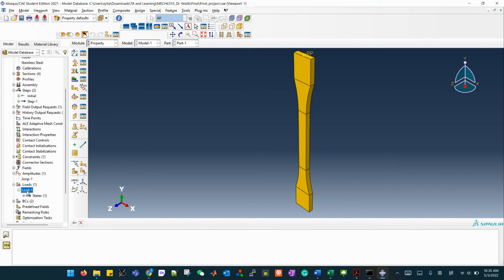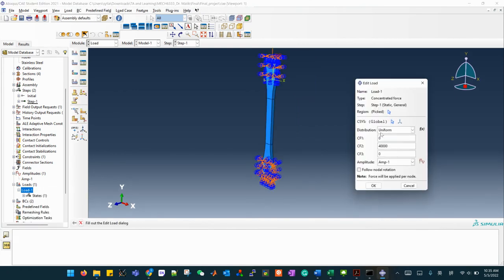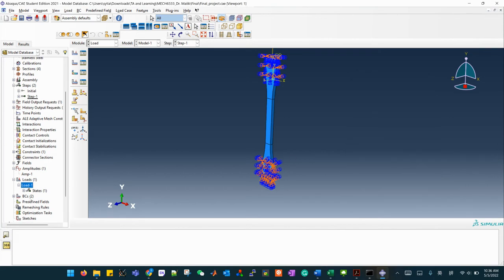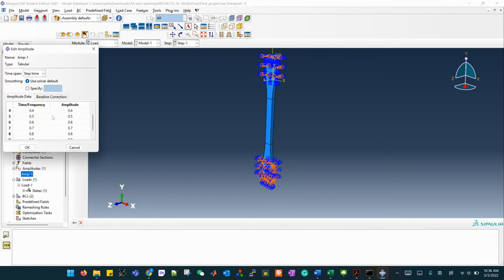The load is a constant load along the y direction, which is the situation during the tensile test. And here, the force can be changed. I got two choices. The first one is 3,000, and the second one is 40K. And also here are the amplitudes when we apply the load. As you can see here, the time frequency as well as the amplitude.